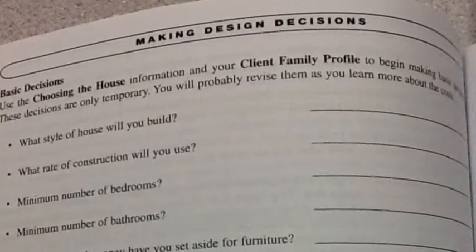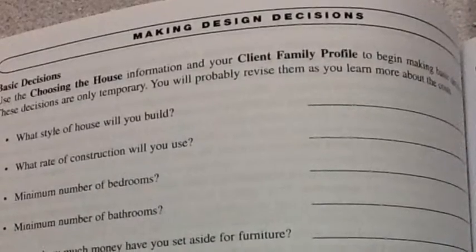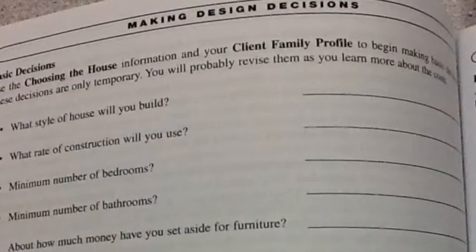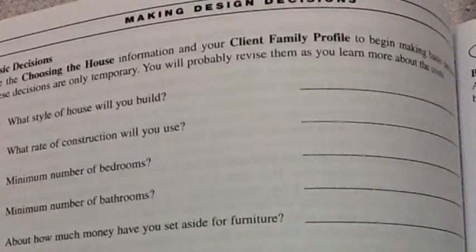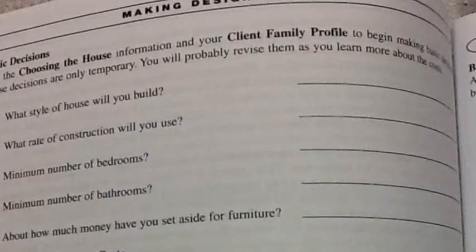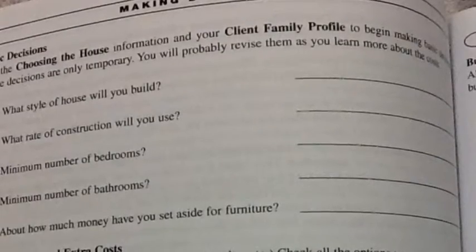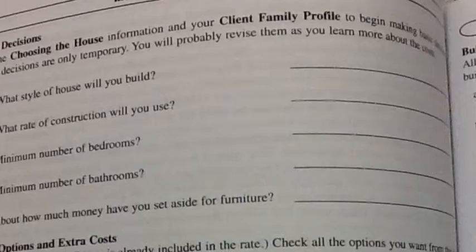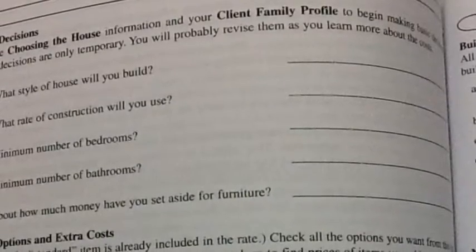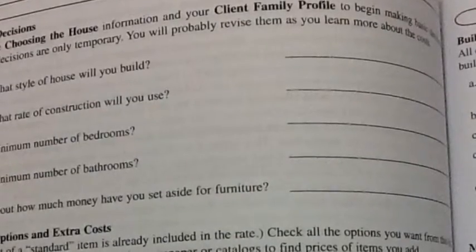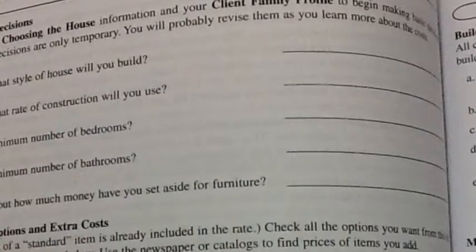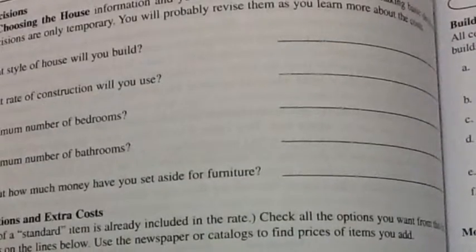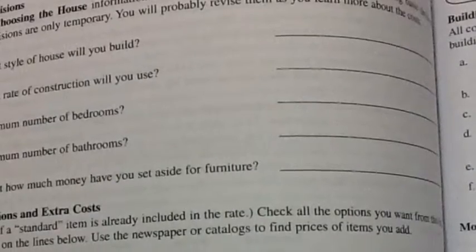After you've filled out your chart on the previous worksheet, Choosing Your House Style, then in your student guide, turn to page 6 and look at the worksheet called Making Design Decisions, shown above. Fill in what style of house you have, what rate of construction you will use, executive or the cheap version, and then look at the extra options and the extra costs. Sometimes you're better off going ahead and building at the executive rate, because some of these things are already included.